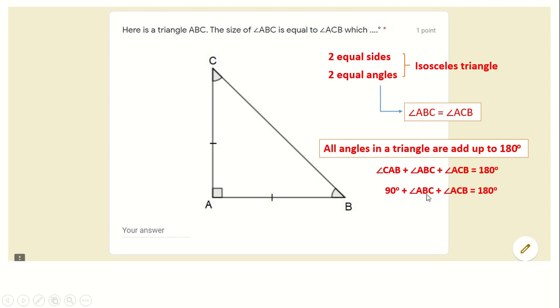We don't know yet about angle ABC and angle ACB, don't worry. So we can calculate angle ABC and angle ACB as the remaining, which is 180 minus 90 degrees, which is 90 degrees. So angle ABC plus angle ACB must be 90 degrees. And because they are equal, to calculate it, we just need to divide 90 degrees by 2. So the answer is 45 degrees.